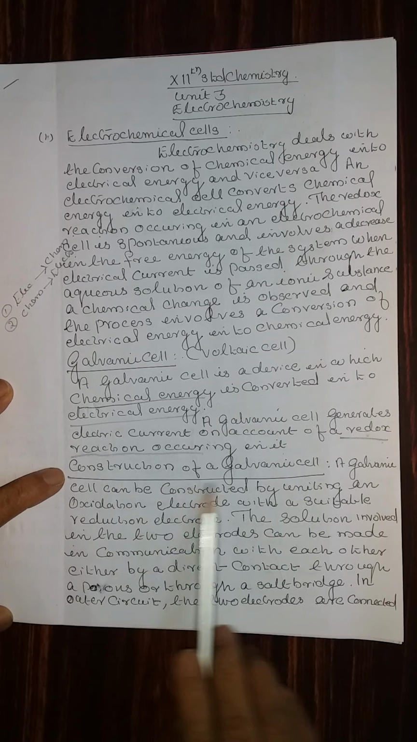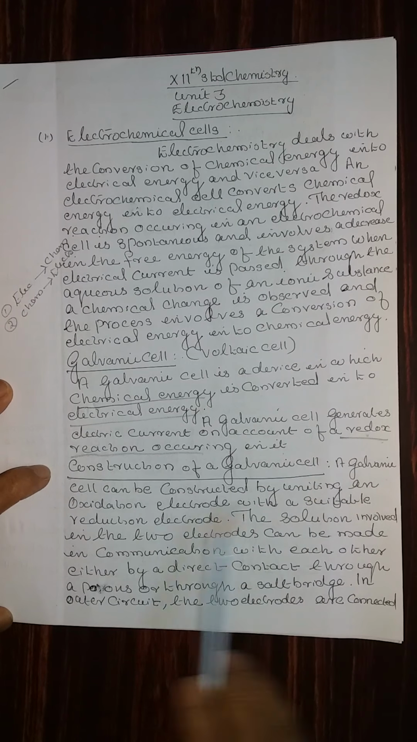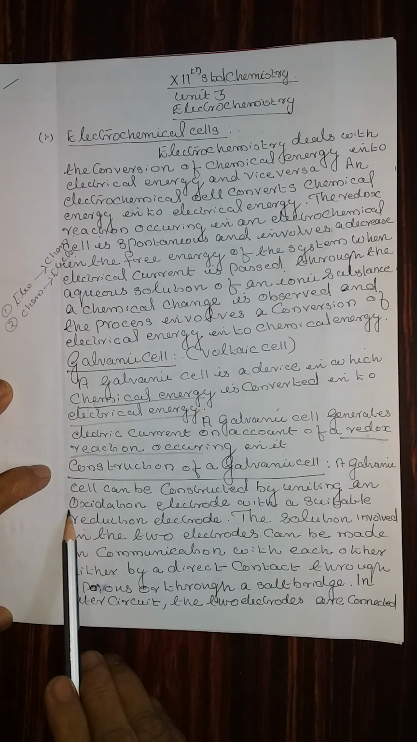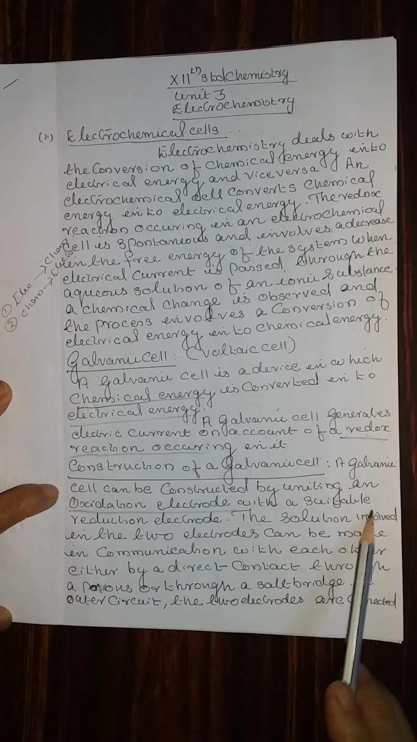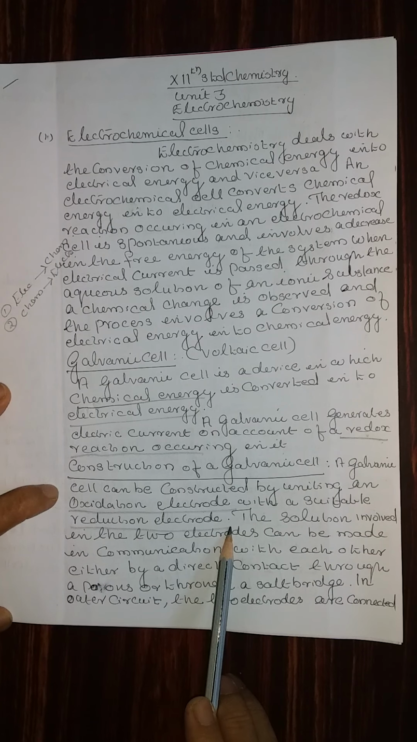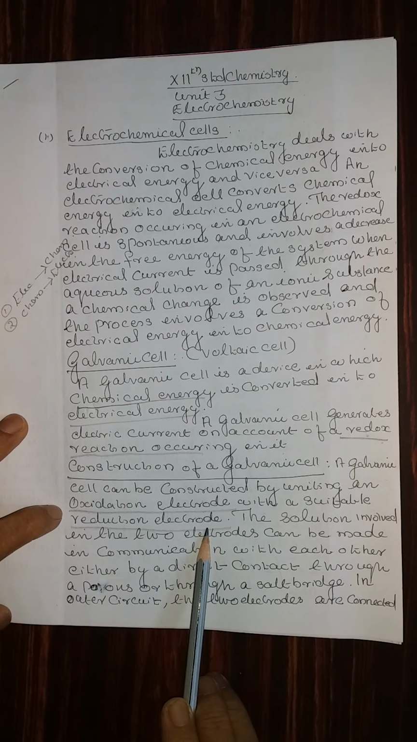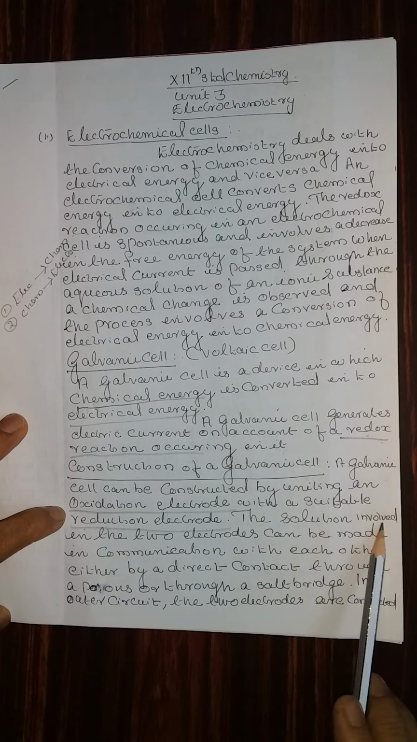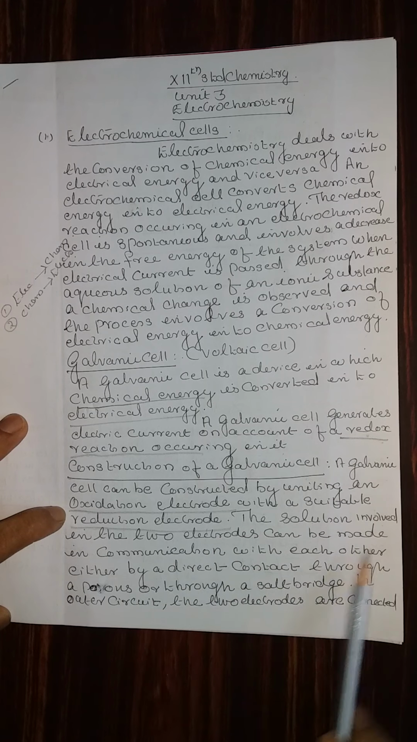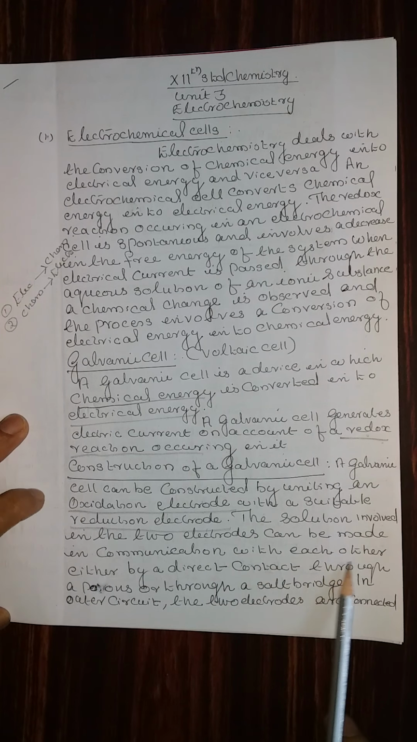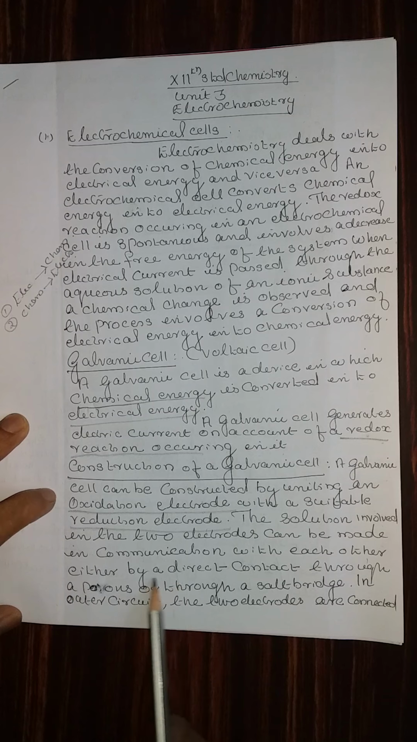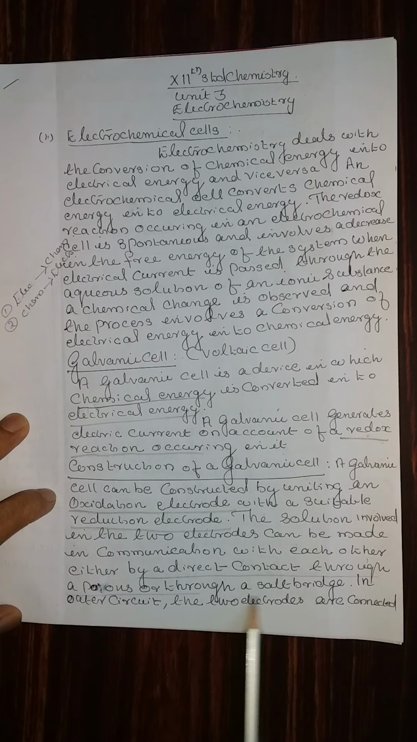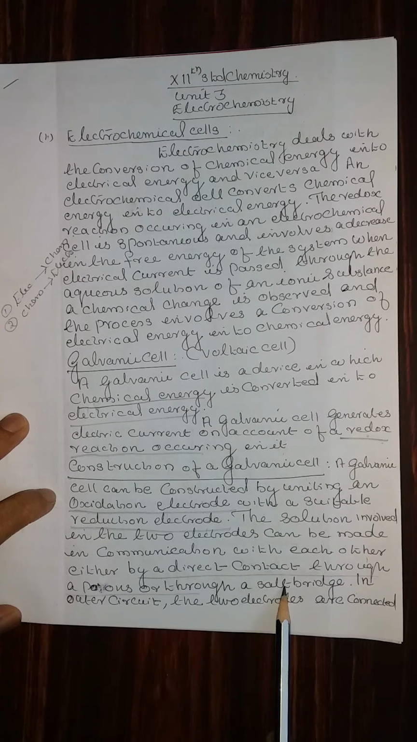How will you construct a galvanic cell? A galvanic cell can be constructed by uniting an oxidation electrode with a suitable reduction electrode. Fill in the blank question. Or how will you set up a galvanic cell? The solutions involved in the two electrodes can be made in communication with each other either by a direct contact through a porous spot or through a salt bridge. These 2 points are important.